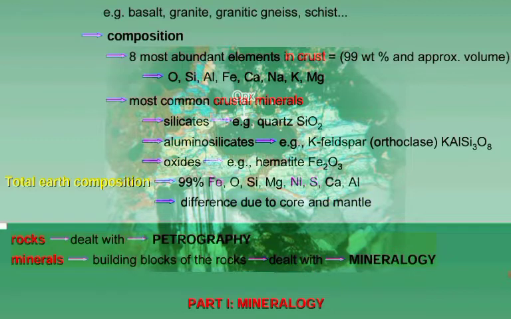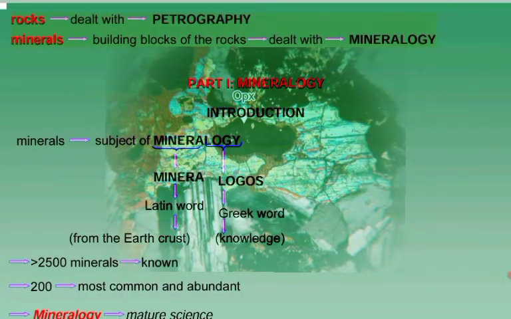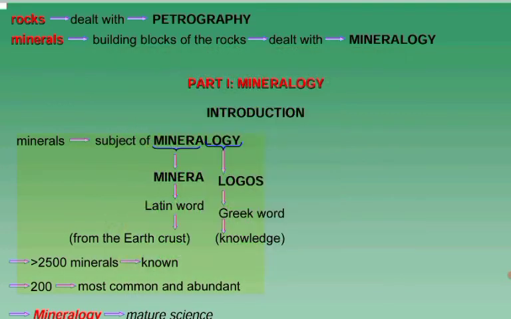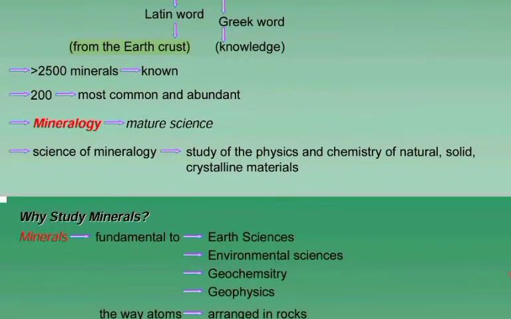Rocks deal with petrography; minerals, the building blocks of the rocks, deal with mineralogy. Part 1, Mineralogy. Introduction. Mineral is the subject of mineralogy. Mineralogy comes from the Latin word mineral and the Greek word logos, meaning knowledge. There are more than 2,500 minerals, of which about 200 are known as the most common and abundant from the Earth's crust. Mineralogy is a mature science, the study of the physics and chemistry of natural, solid, crystalline materials.